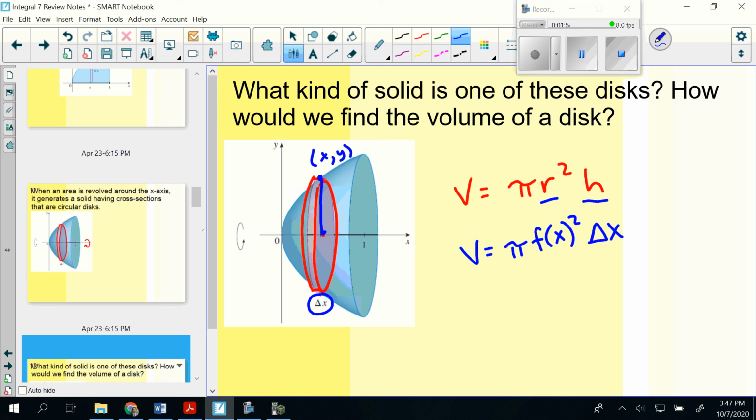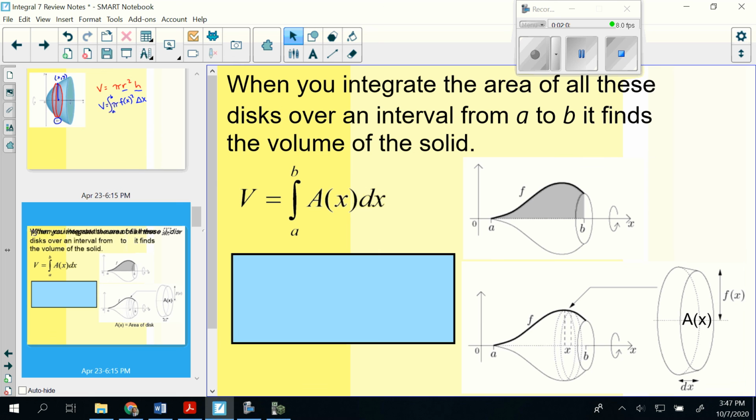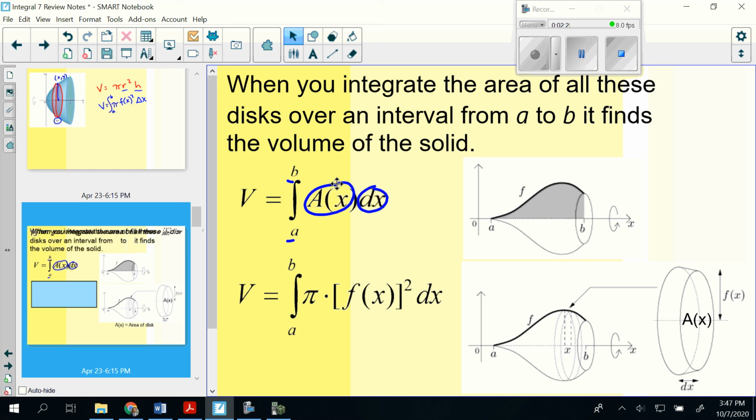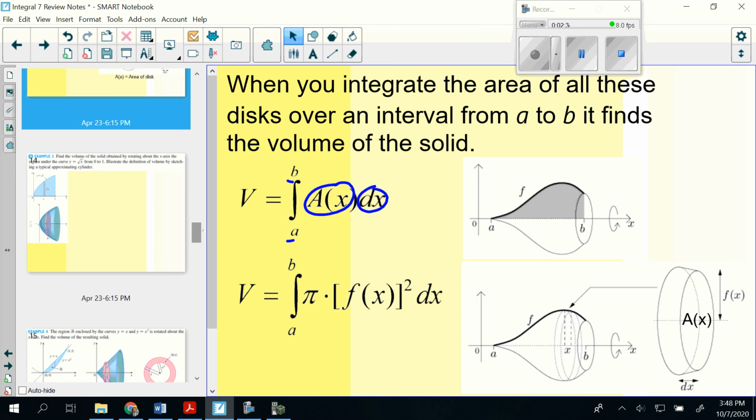If we want the volume of all those disks, then we need an integral, and it'd be the integral from wherever we're starting to wherever we're ending. So that's the concept of doing this. When you integrate the area of all these disks over an interval from A to B, we're integrating the area of that circle times the height, which is the volume, and we're doing that from one side to another to get all the disks, and so we end up with this volume equation.